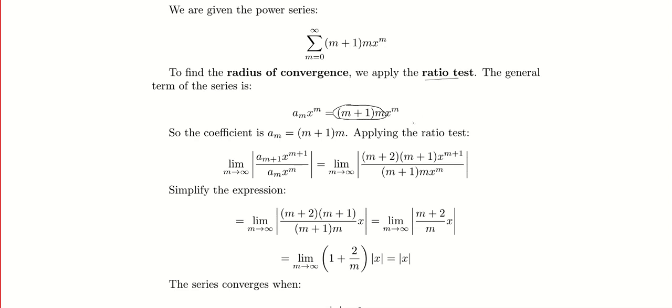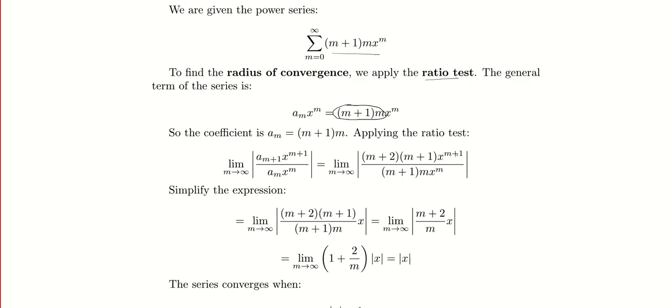We're looking at the (m+1)st term over the mth term. So that's, just substitute m+1 in for m here to get (m+2) times (m+1) times x to the m+1 power. And then we're going to divide that by whatever this is with the original. And we're going to take the limit as m approaches infinity of the absolute value of this.